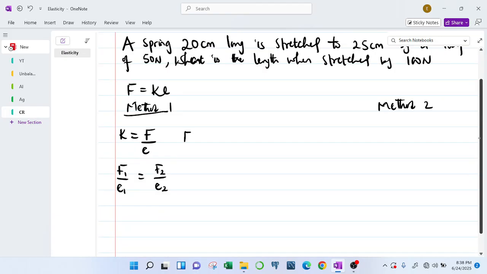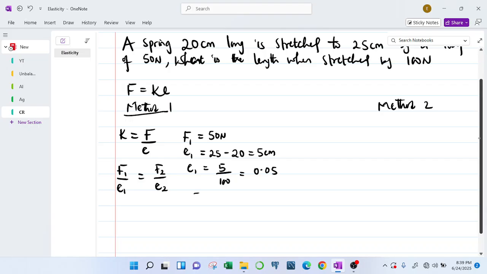So let us see. What's our F1? F1 is 50 newtons. That's the first force we are given. E1, remember, your extension has to be in meters. But first thing first, let us get the extension. What is the extension? The final length, it was stretched to 25, minus the initial length, it was initially 20, which is 5 cm. But remember, it has to be in meters, so it will be 5 divided by 100, which will be 0.05.